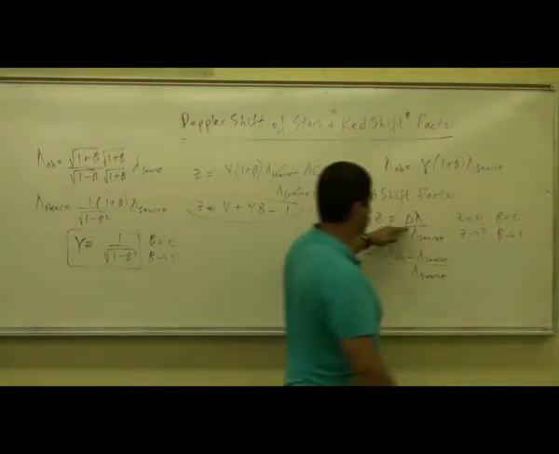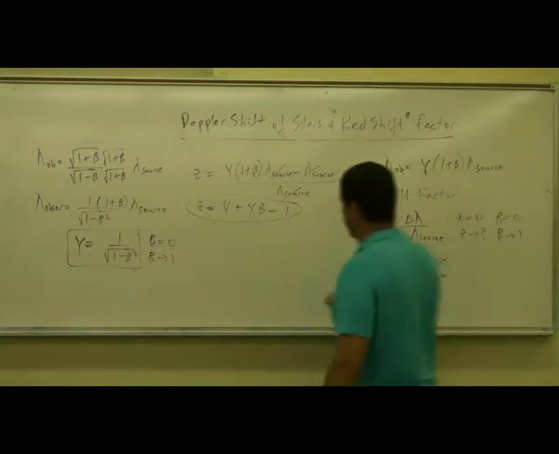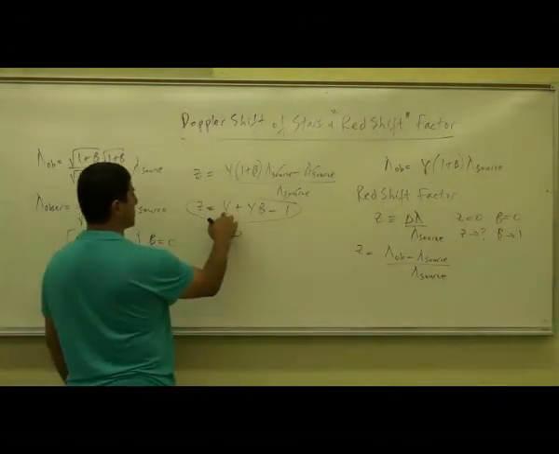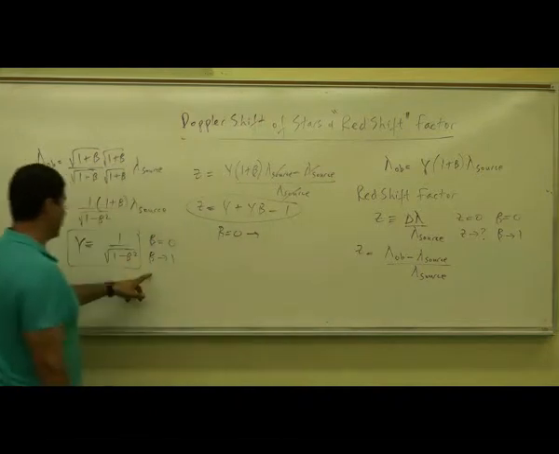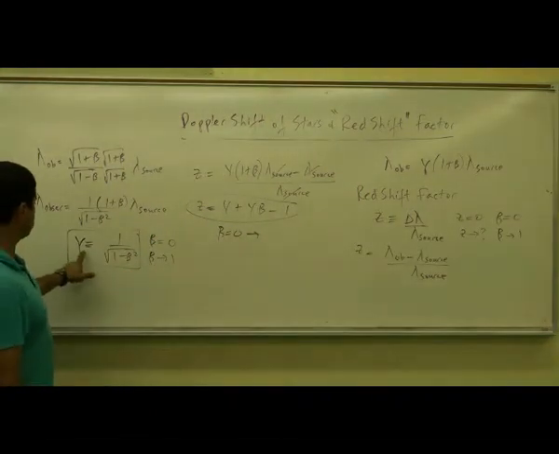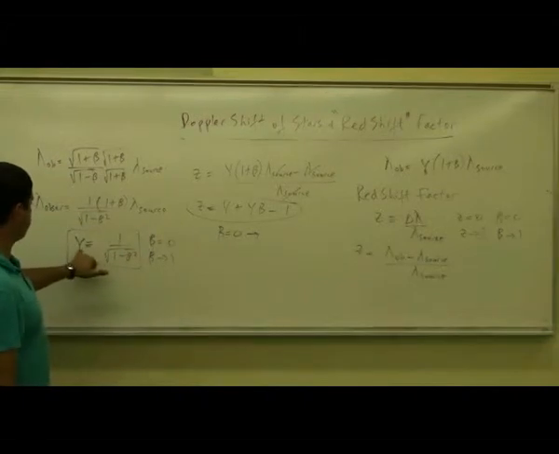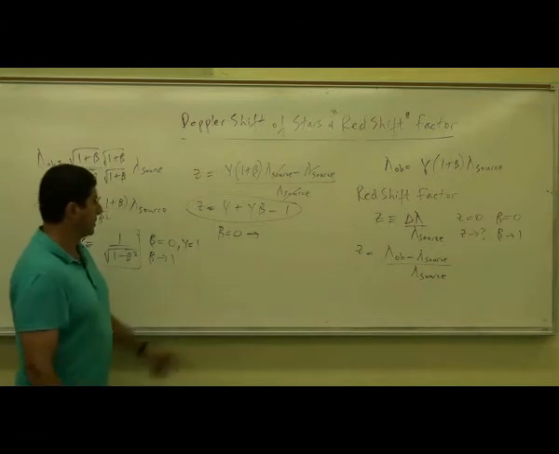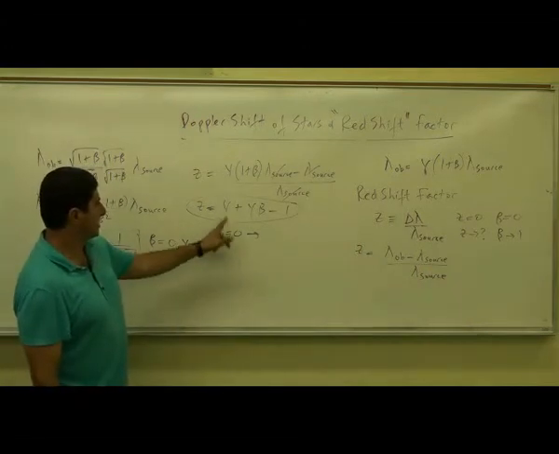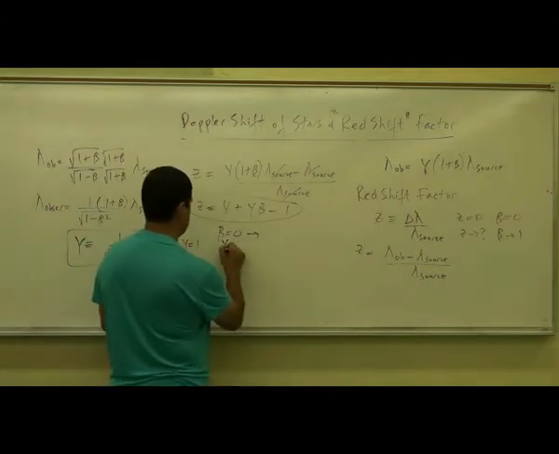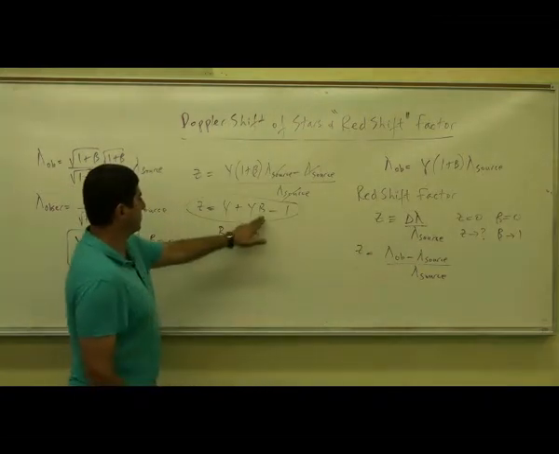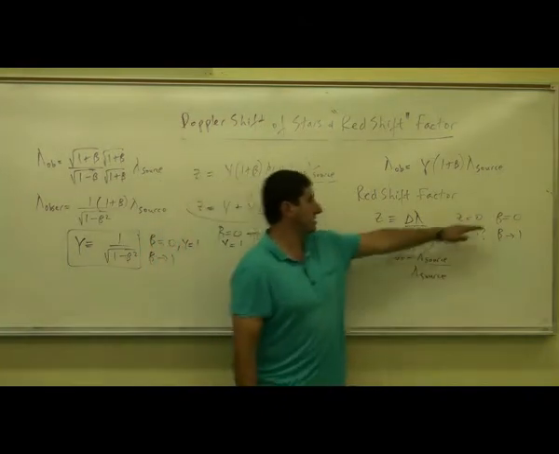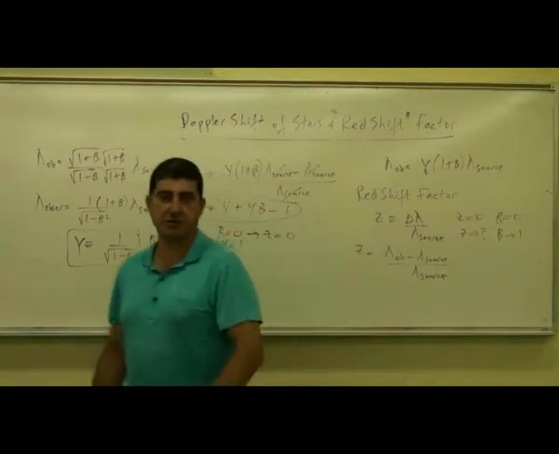So let's go back to see what's going to happen. If beta is 0, what's going to happen? Well, this is going to be 0. What's the gamma going to equal? Well, we had said here, when beta was 0, gamma was 1, right? So if beta is 0, gamma is 1, 1 minus 1, Z is equal to 0. So that makes sense. No redshift is experienced, right?